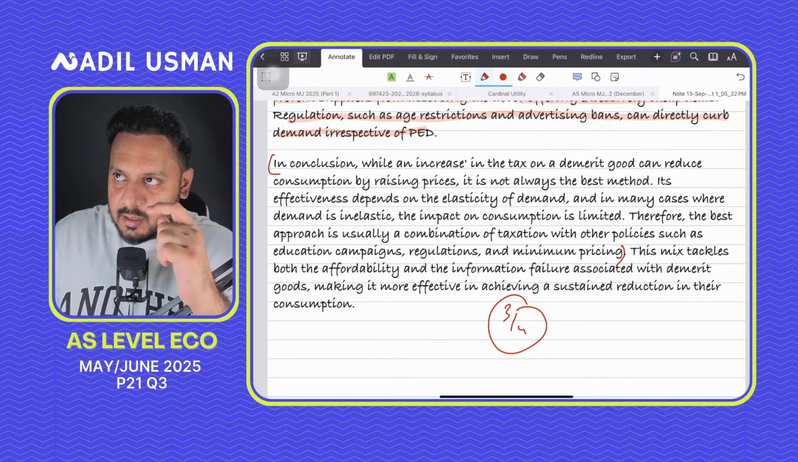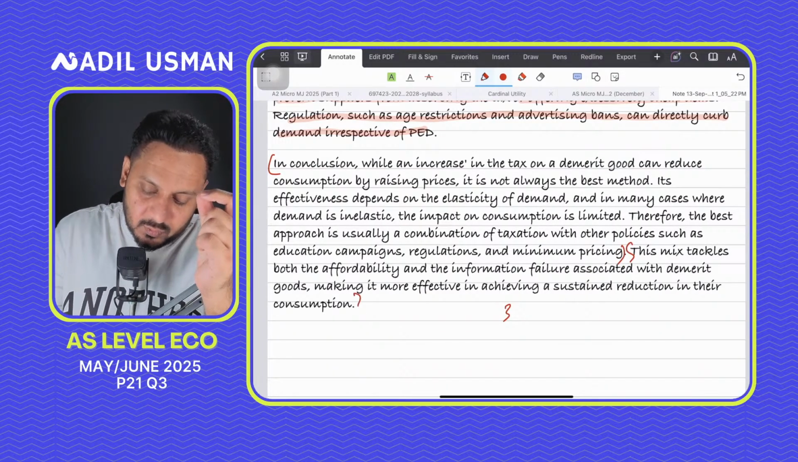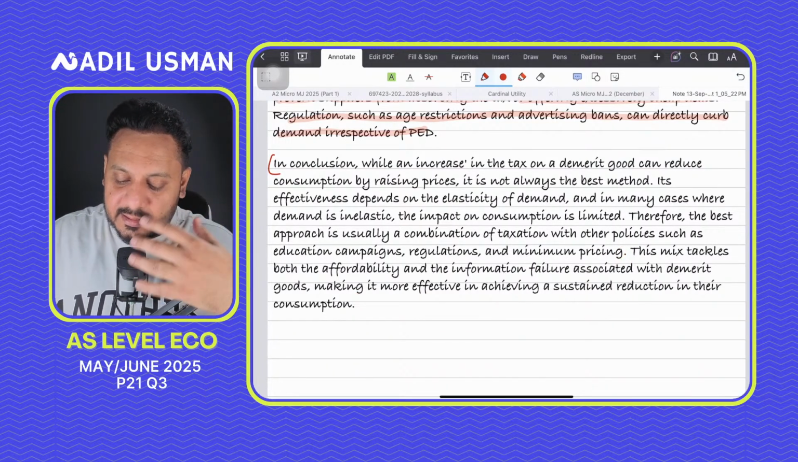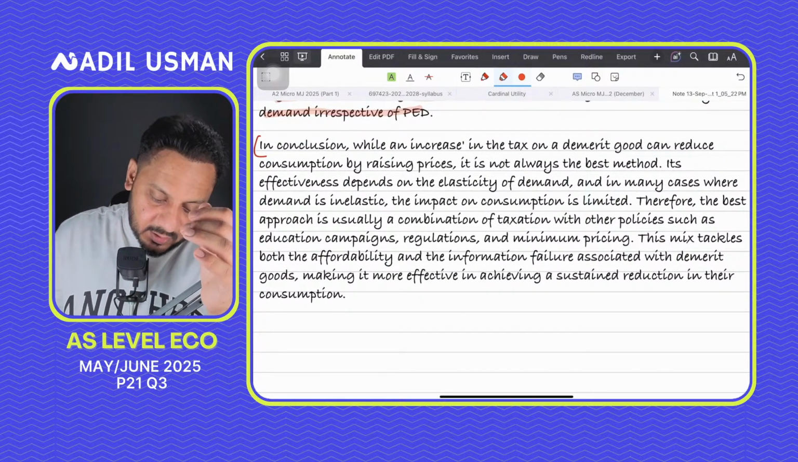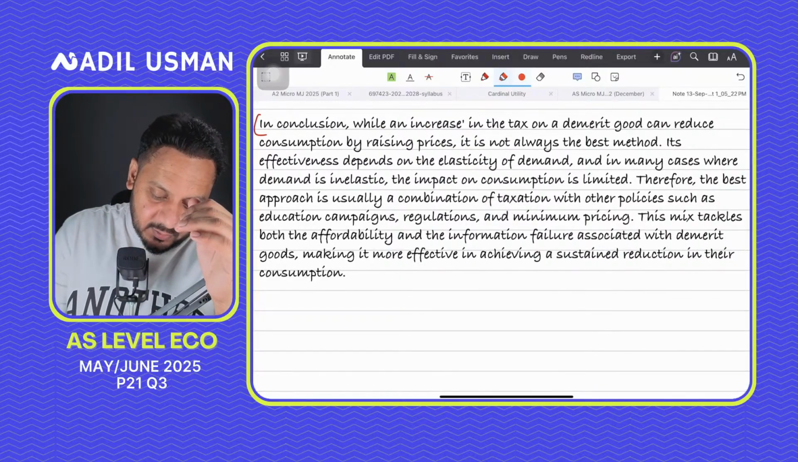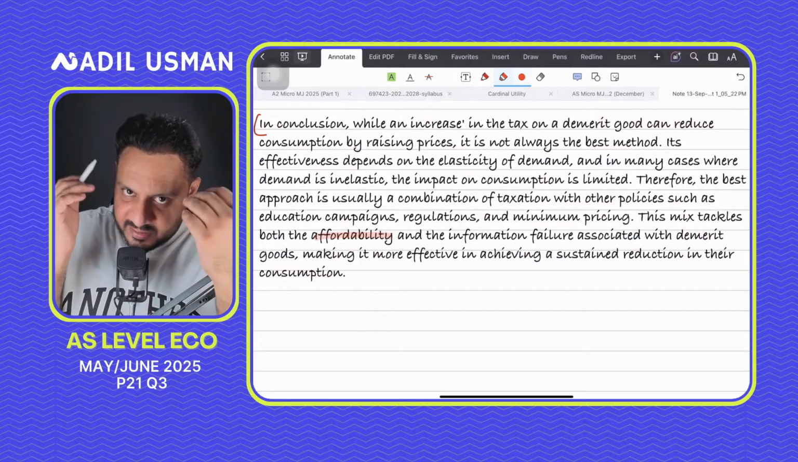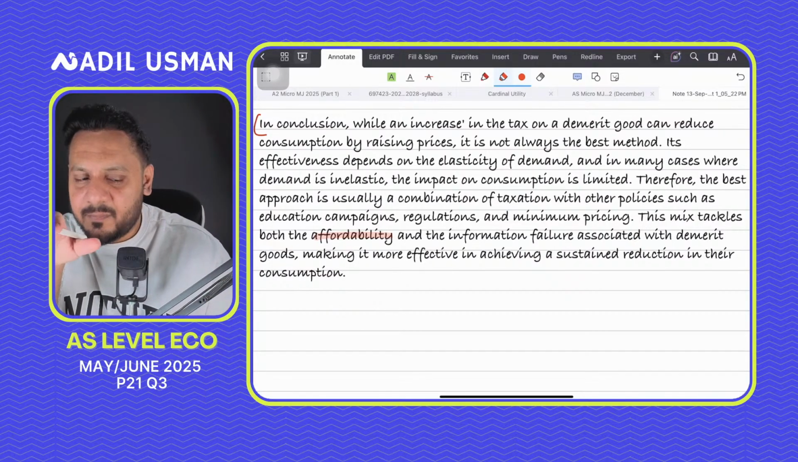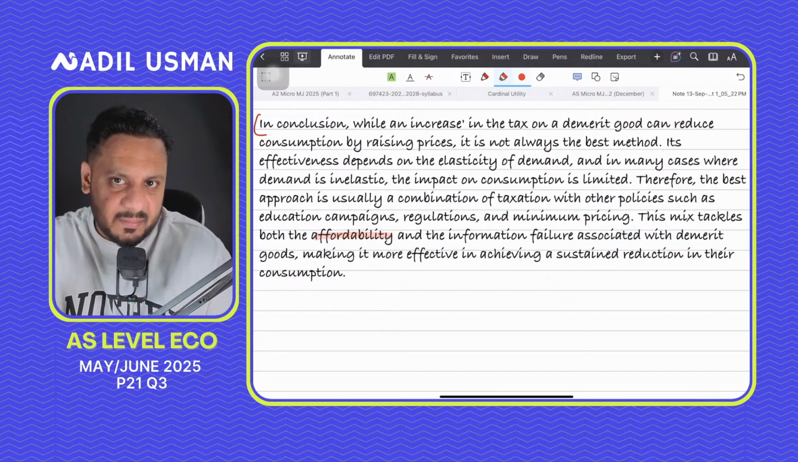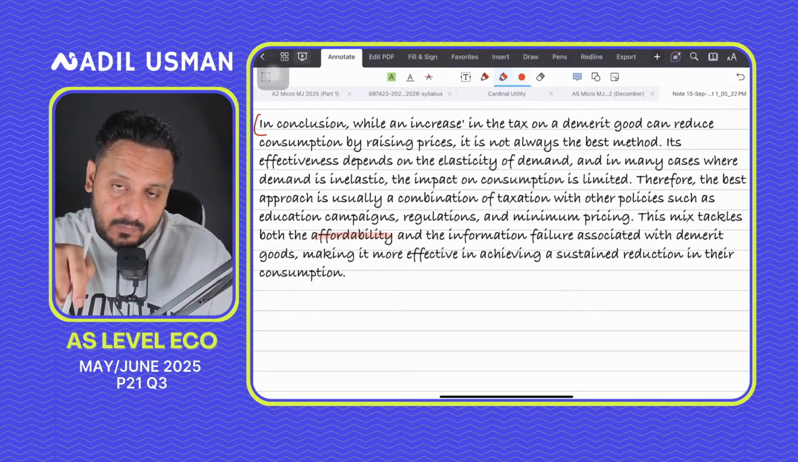But getting a perfect score on evaluation, this line would definitely give you a perfect score, because you end up saying that this mix tackles both the affordability, and you're giving the reason why. Because you're making the demerit goods very expensive, because initially demerit goods are cheaper, right? And people can buy them. So you tackle both the affordability problem and the information failure associated with demerit goods, making it more effective.